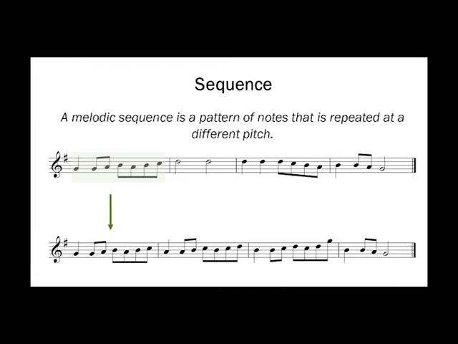Our first device is called a sequence. A melodic sequence is a pattern of notes that is repeated at a different pitch. For this example, we're going to take our very first bar of the melody and sequence it up a tone each time. If you have a look at our sequenced melody, it starts on G, then the second bar starts on A, then the third bar starts on B.